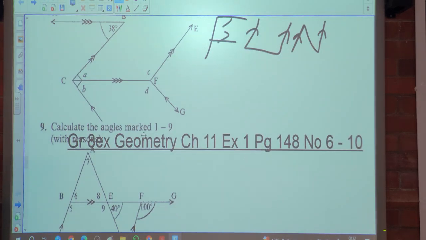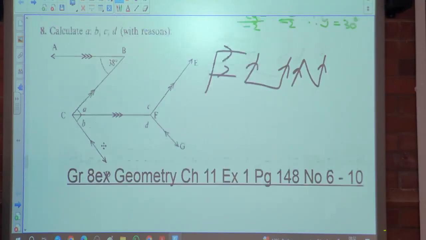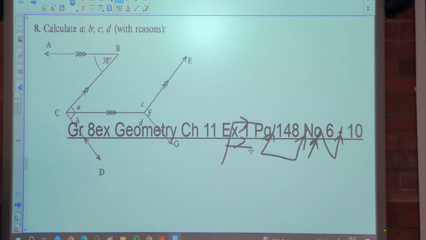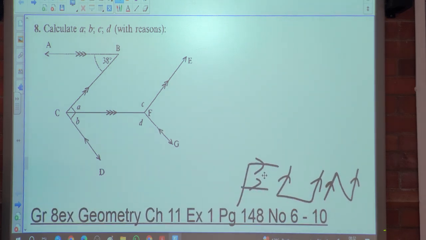Number 8. Alright, so here we got that fishbone. Do you have a fishbone? Calculate A, B, C, D with reason. Now you're going to calculate A. These parallel lines, people, many of them. So you're going to use corresponding criteria and alternate.